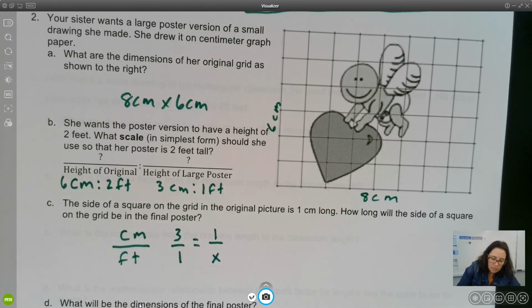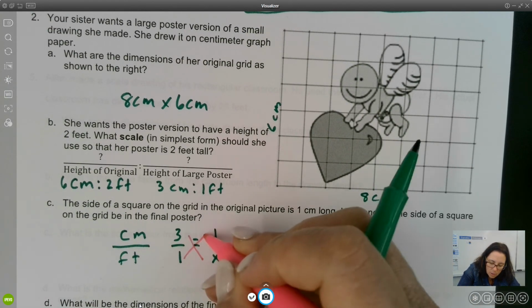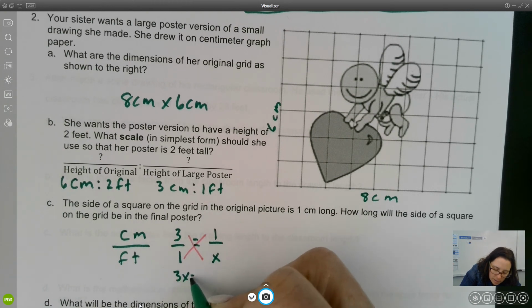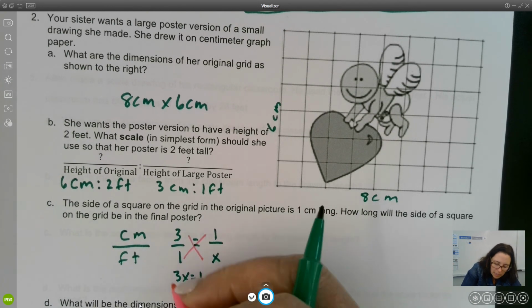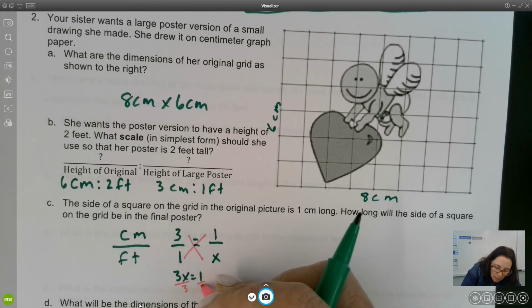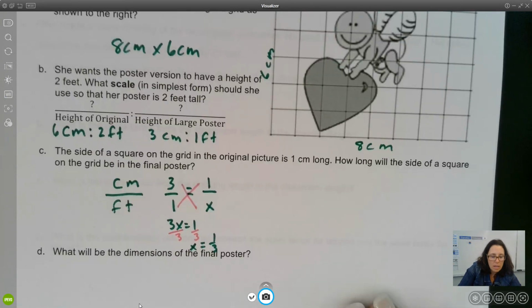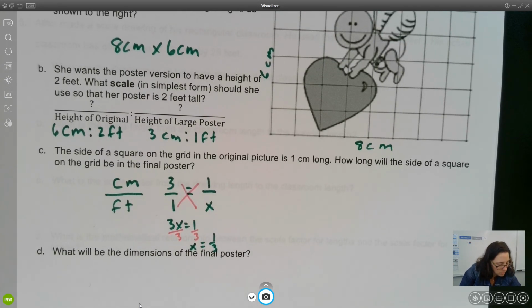Okay, so let's solve this. We've got 3x equals 1, and then I'm going to divide by 3, and I've got x equals 1/3. Kind of running out of space here. Let me scooch it over a hair. x equals 1/3.